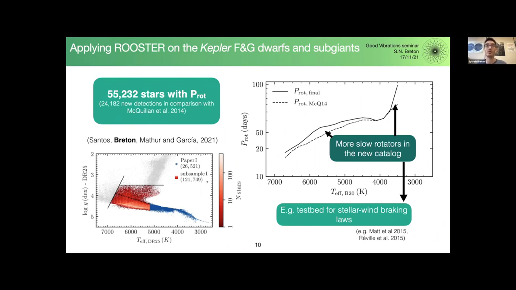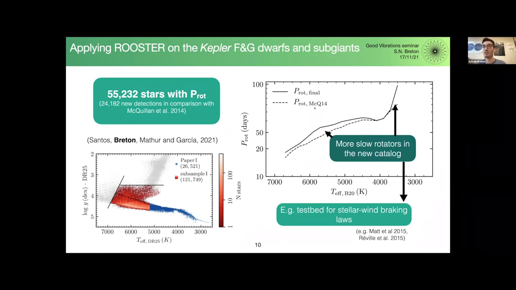The outcome of this work is that we now have more than 55,000 stars with a Prot, which is more than 24,000 more detections in comparison with the catalog from McQuillan et al. 2014, which was the previous reference catalog.